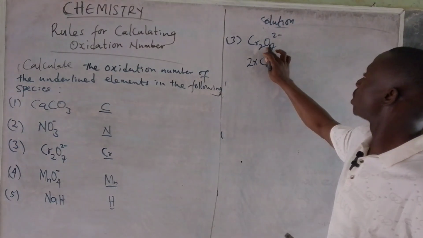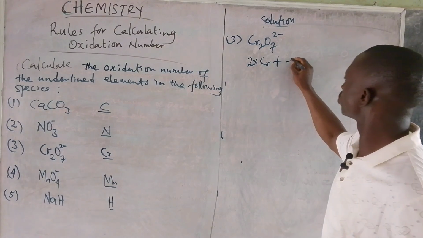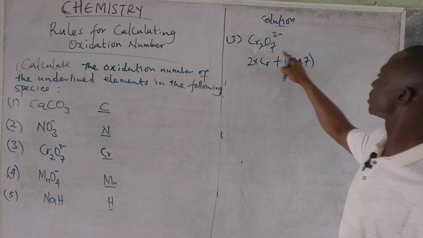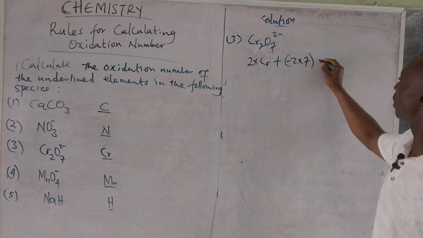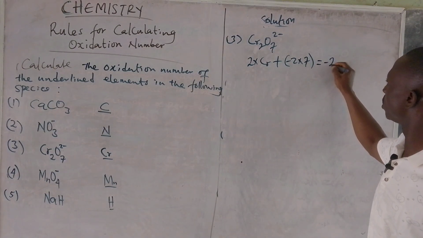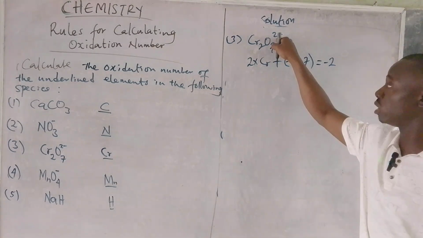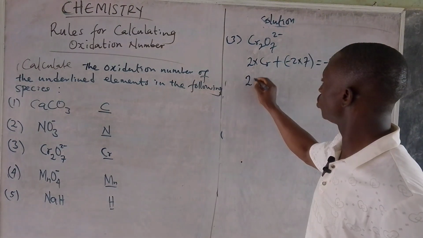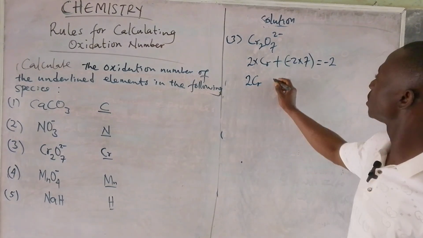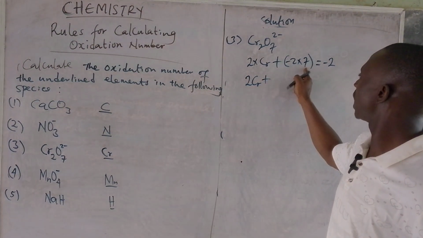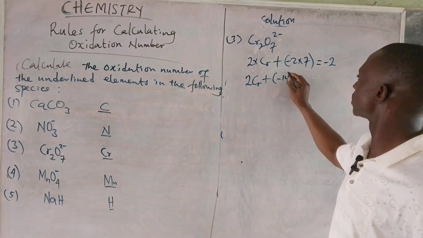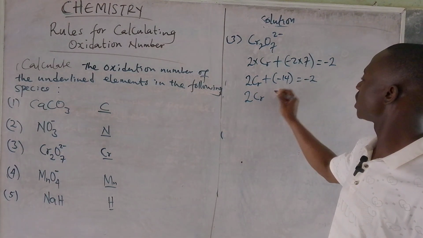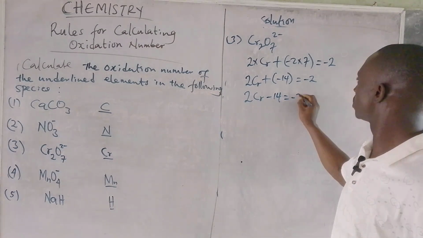Then plus the oxidation state of oxygen, which is -2, times 7. So that's 7 atoms of oxygen. Then everything will have to be equated to -2, that's the charge on the ion. So 2 times Cr, just like saying 2 times X, is 2Cr. Then plus -2 times 7, that's -14, then equals -2. So 2Cr plus -14 equals -2.